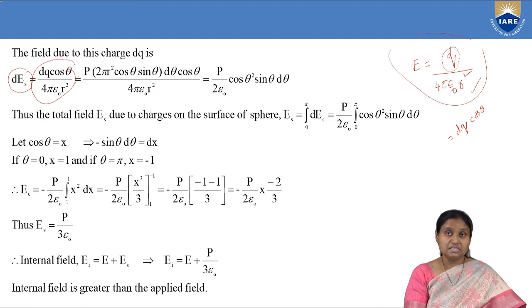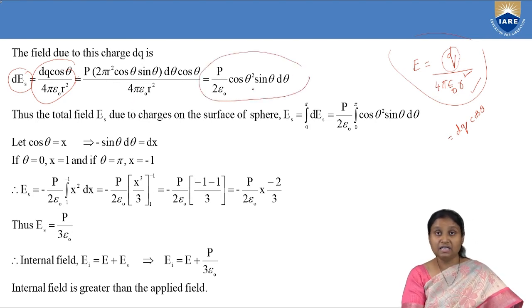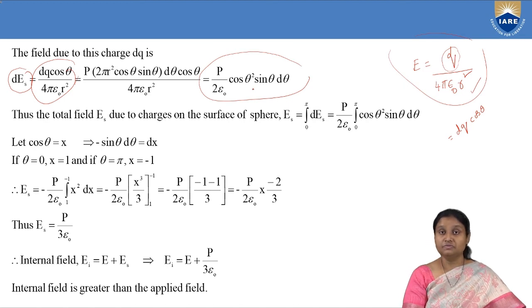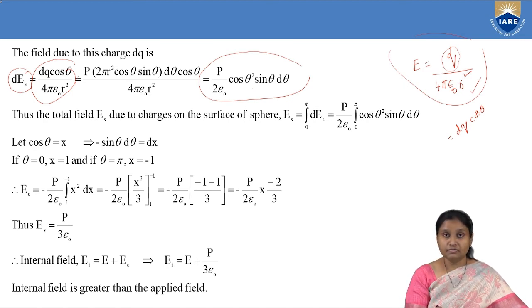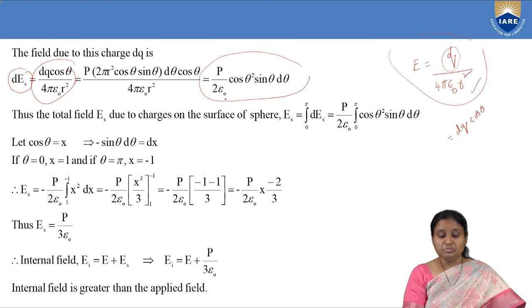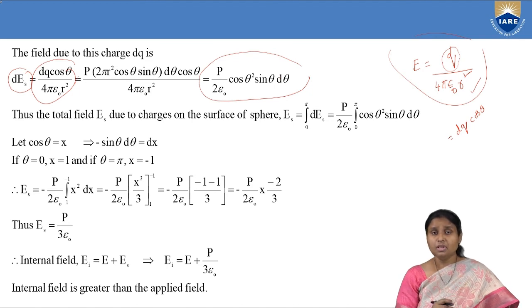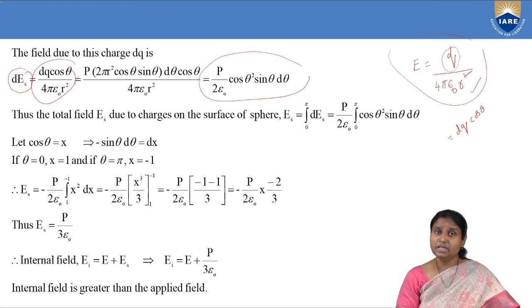Here there will be cancellation of a few terms. Pi will get cancelled, the 2 cancels with the 4 leaving 2, r square will also get cancelled. So ultimately, what is the formula for the electric field on the small surface area selected on the sphere? It comes out to be P by 2 epsilon naught cos square theta sin theta d theta. Now here, we have selected a small area.